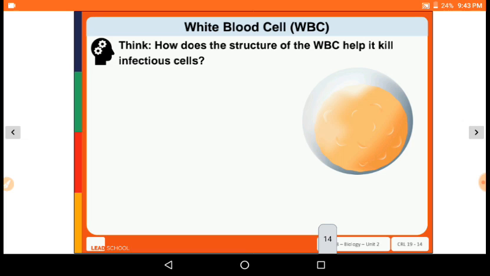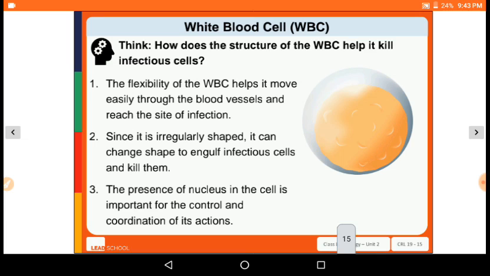Next, how does the structure of the WBC help to kill the infectious cells? They are flexible. The WBC moves easily through the blood vessels and reaches the site of infection. Since it has an irregular shape, it can change shape, engulf infectious cells and kill them. Now, the presence of the nucleus in the cell is important for the control and coordination of the actions.